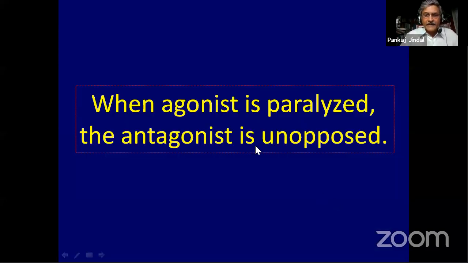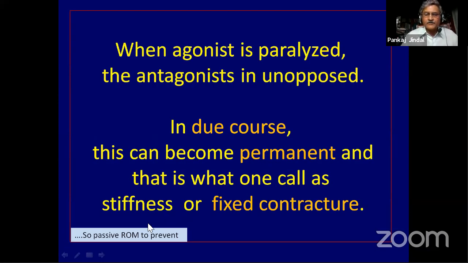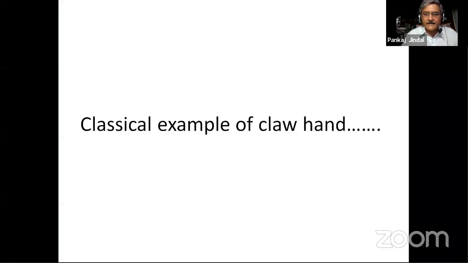But if the agonist is paralyzed, the antagonist is unopposed. If it remains unopposed, it develops stiffness. So when the agonist is paralyzed, the antagonist is unopposed, and in due course this becomes permanent and stiff unless you are doing passive range of motion. So remember, passive range of motion is important so that you prevent stiffness from setting in.